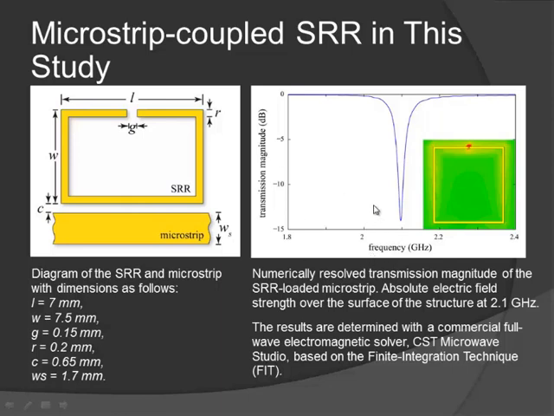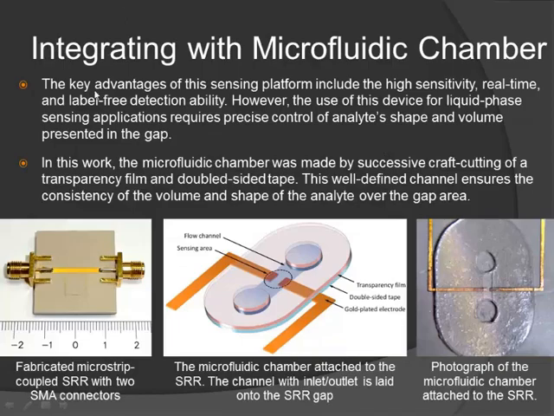When we resolve the electromagnetics using CST Microwave Studio, with the finite integration technique, we found that this design gives a resonance frequency of around 2.1 gigahertz. This kind of sensor has key advantages: first of all, high sensitivity, and next, real-time and label-free detection ability.